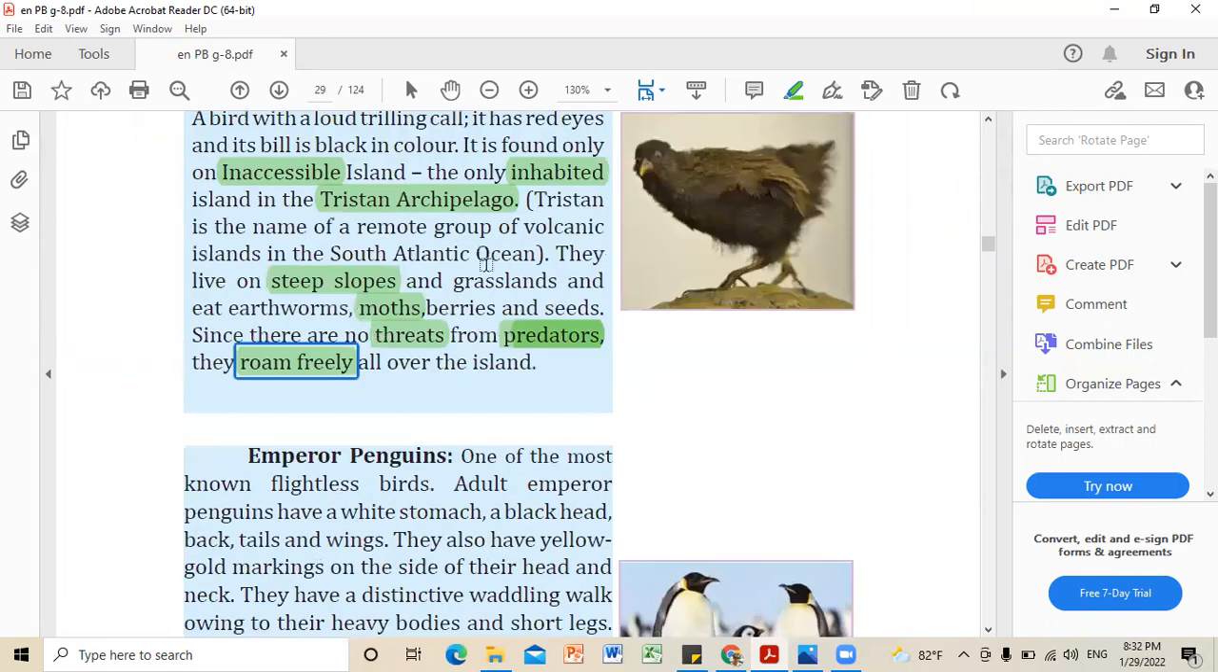Right, so these paragraphs, I know it is a little bit difficult, right?